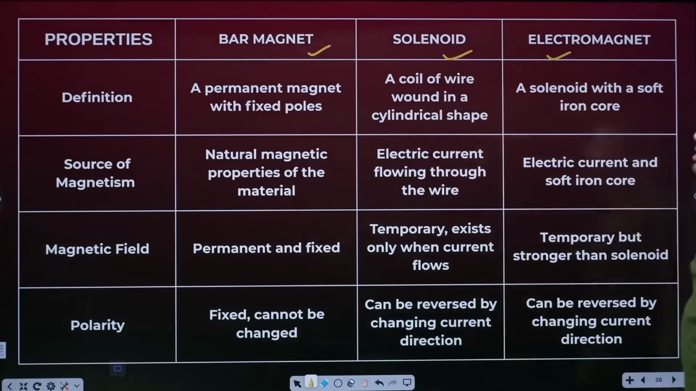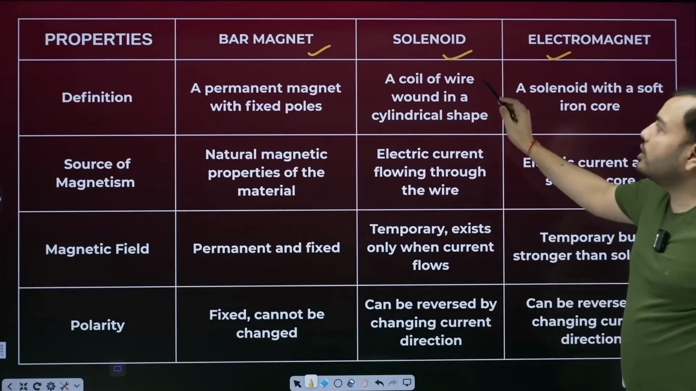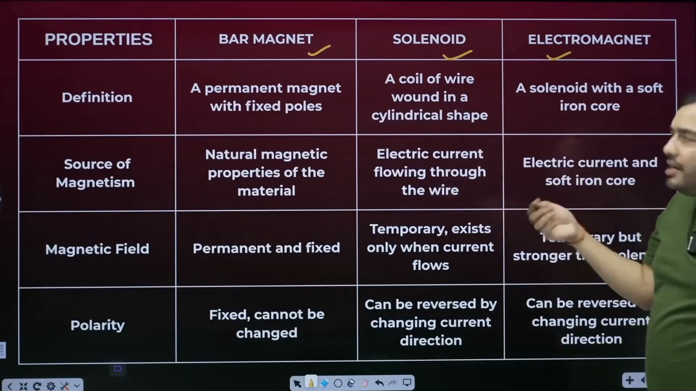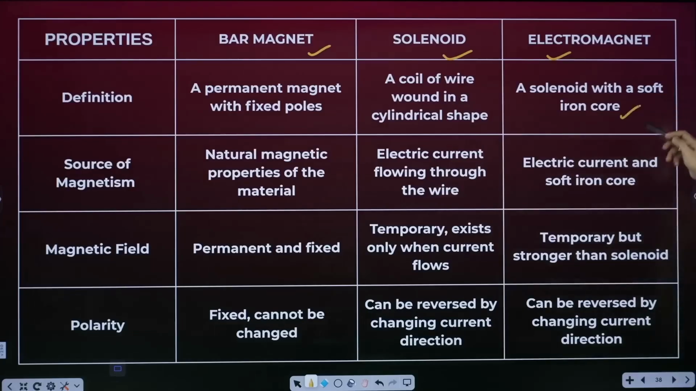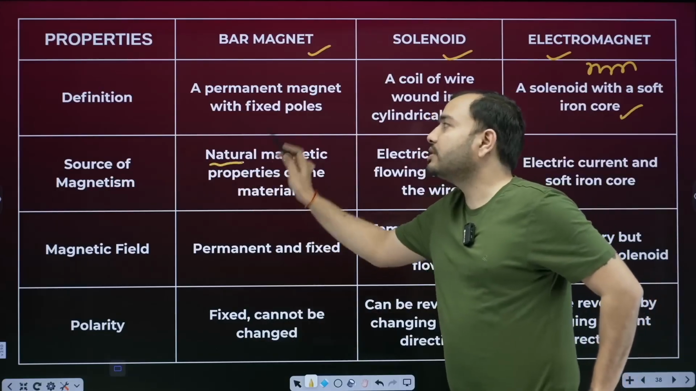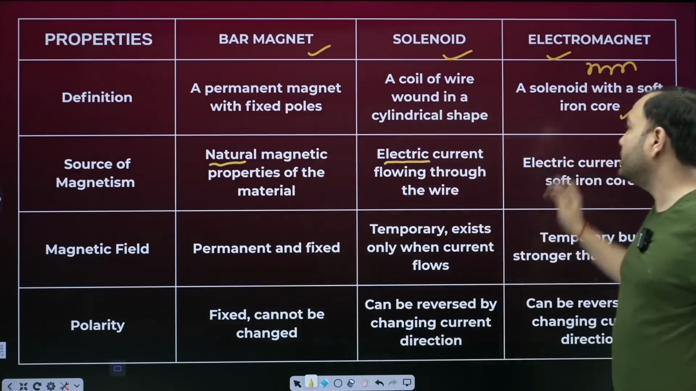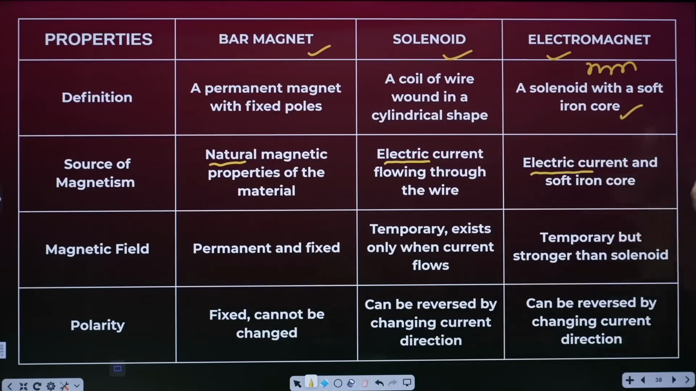First, the definition. What is a bar magnet? It is a permanent magnet with fixed poles. What is a solenoid? A coil of circular turns, many turns. What is an electromagnet? A solenoid with a soft iron core; inside the solenoid, we put a soft iron core. Source of magnetism: nature gives it to the bar magnet; for the solenoid it is electric current; and for the electromagnet too, it is electric current.